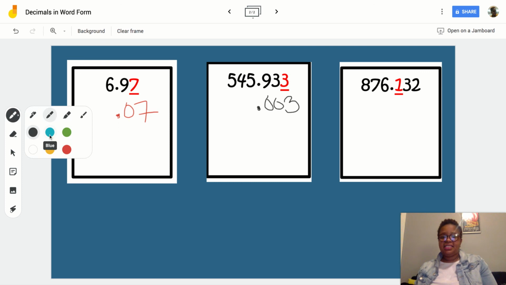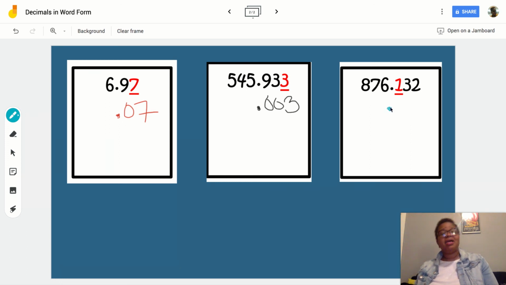And then our last number that we're going to write, we have 876 and 132 thousandths. The number that I'm focusing on is the 1. Again, I don't care about what's in front of the decimal. So I'm just going to put a decimal place right here. I care about the highlighted number. That highlighted number is a 1. What place is it in? Tenths, hundredths, thousandths. It's in the tenths place. So I'm just going to put a 1 and not even be bothered about the numbers that are behind it in the hundredths and thousandths place, because my focus is this number right here in the tenths place.